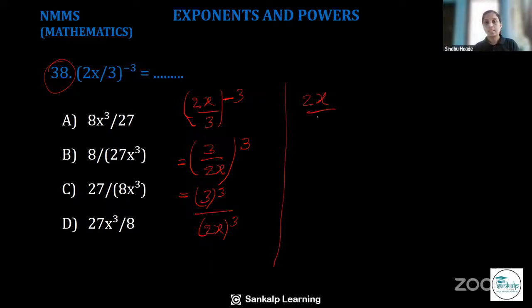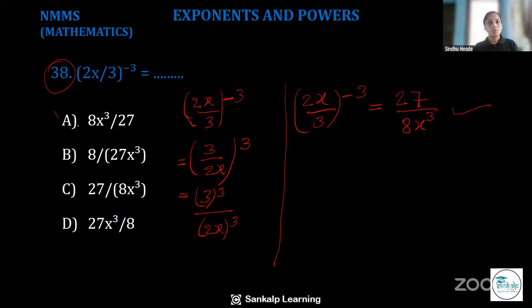So 2x by 3 whole to the power minus 3 is equal to 3 cube, which is 3 multiplied 3 times. 3 3s are 9, 9 3s are 27. 27 divided by 2x multiplied 3 times. 2 multiplied 3 times is 8, and x also multiplied 3 times is x cube, so 8x cube. So 2x by 3 whole raised to minus 3 gives 27 by 8x cube. This is our answer.